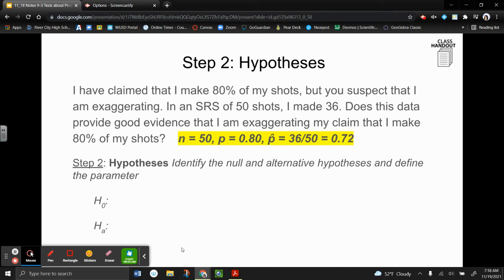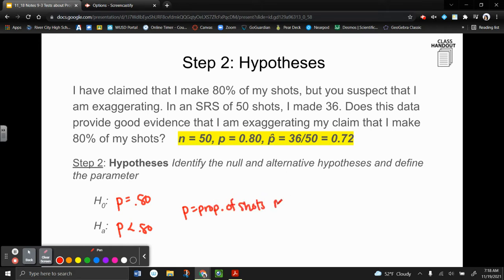All right, in step two, we're going to write out our hypotheses. So we know this is a one sample proportion problem. So the null hypothesis is p is equal to 80%. So we're assuming that to be true. And our alternative hypothesis, evidence that I'm exaggerating my claim, meaning I probably make less than 80% of my shots, where p represents the proportion of shots Miss Okita makes.